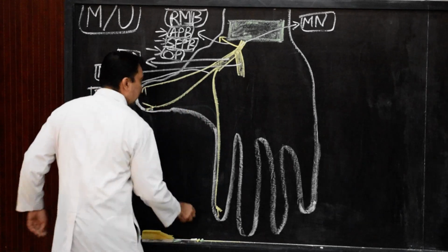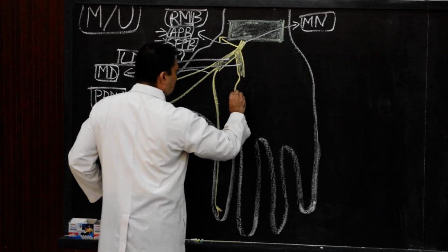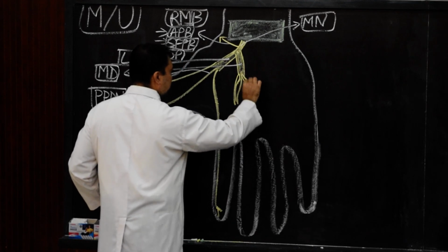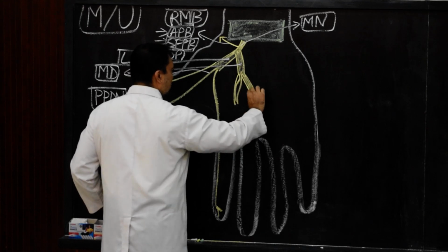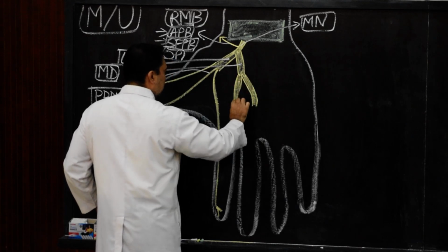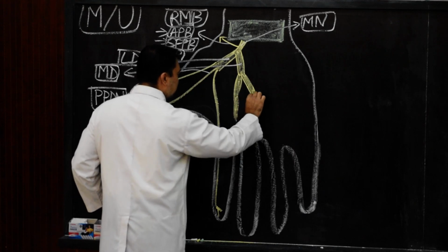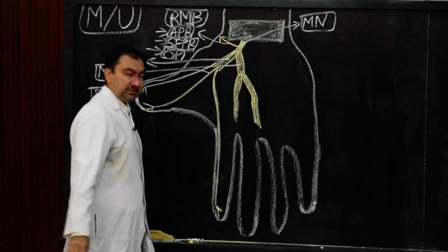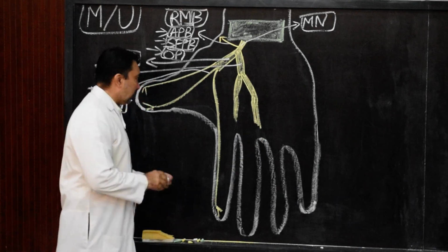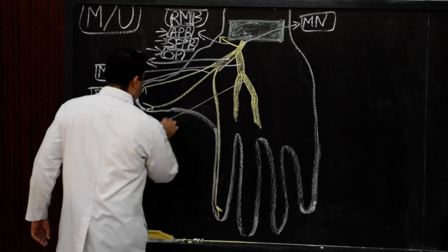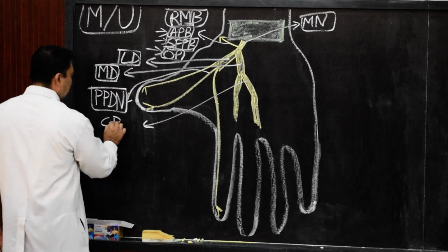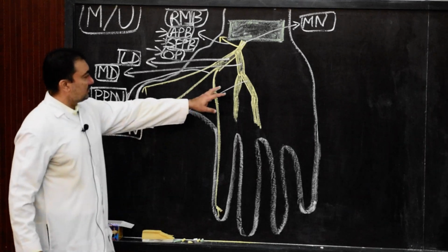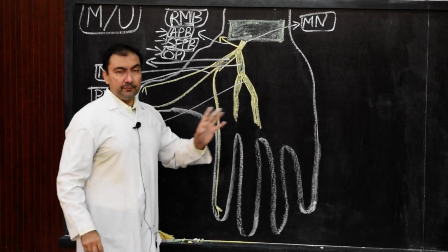So therefore, it will divide into 1, 2. So this will be 1, this will be 2. Please darken it. These two will be the common palmar digital nerves, the two common palmar digital nerves. So here, once again, I am going to mark these two as the common palmar digital nerves. Now, these two common palmar digital nerves are branches of the medial division of median nerve.